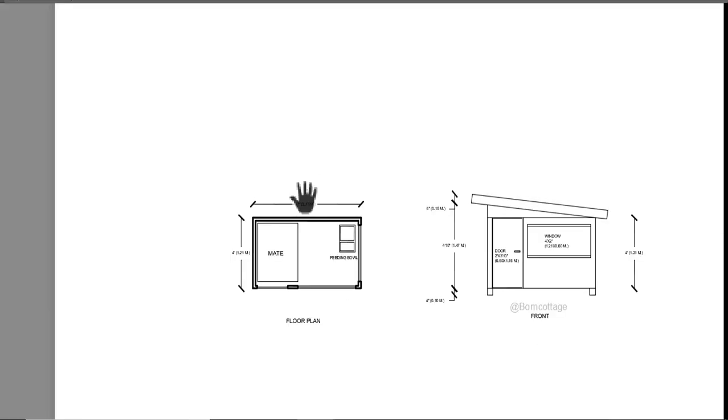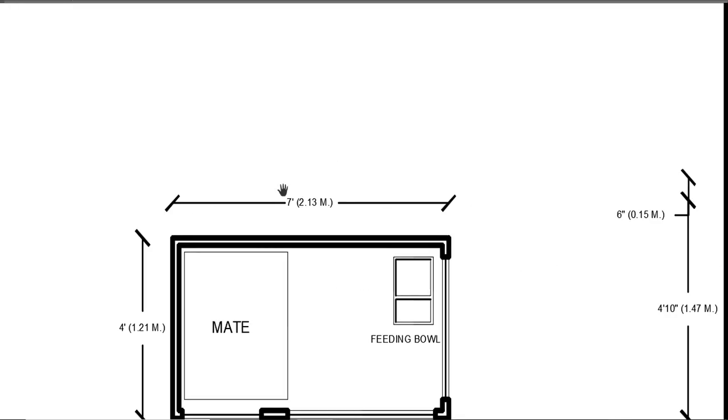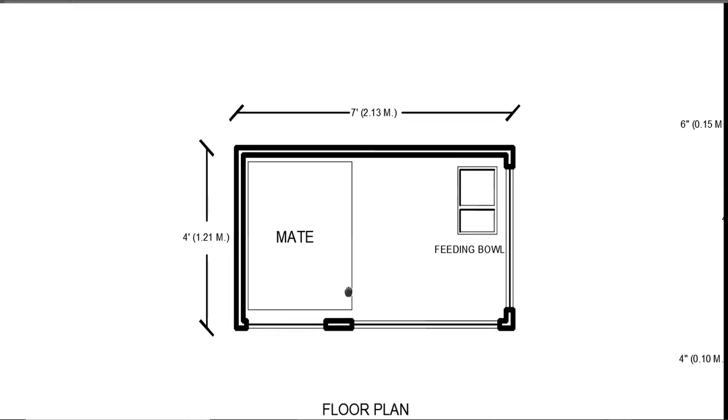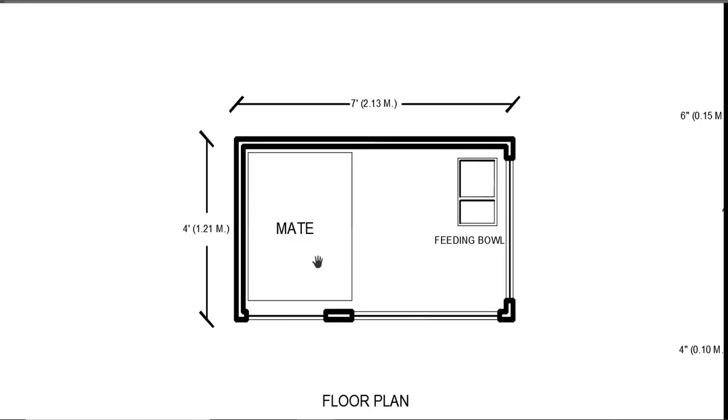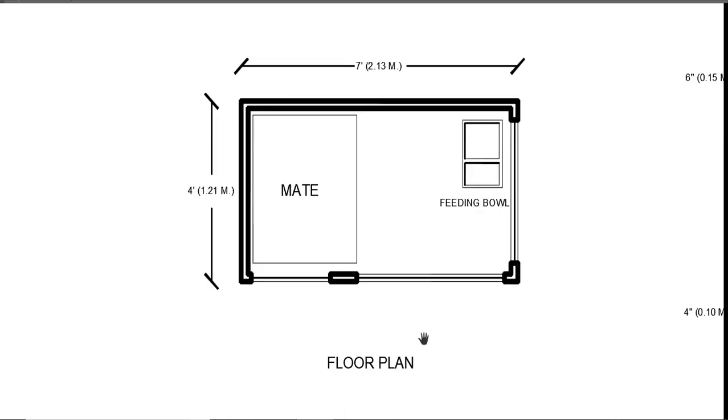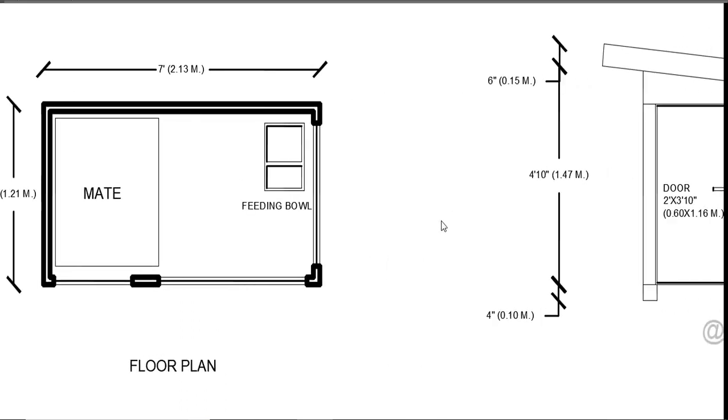So this is the floor plan of this dog house. The total area I have taken is width is 7 feet, in meter 2.13 meter, and the length is 4 feet, in meter 1.21 meter. You can see here the door and two large size window, and we have a mat and a feeding bowl for dog. This is the floor plan of this dog house, and after that we will go on the front view.